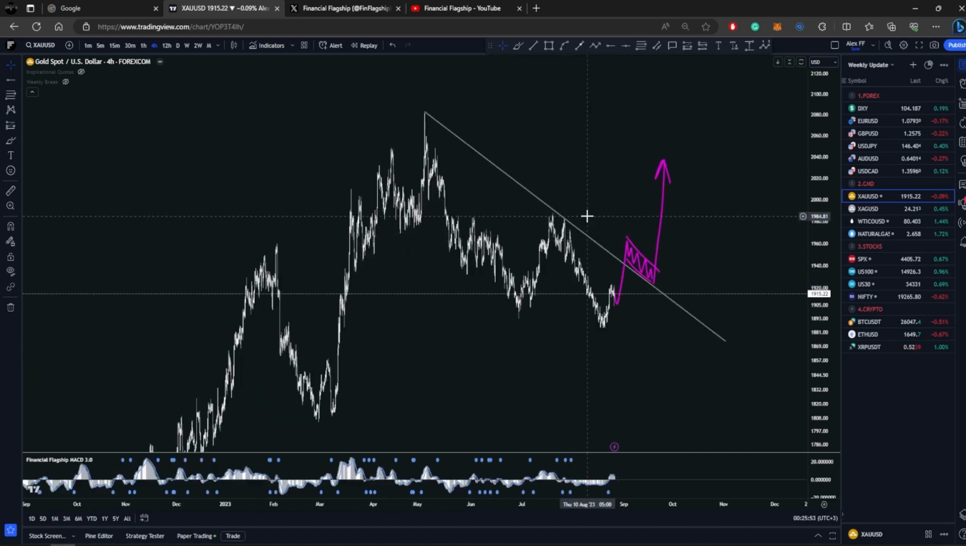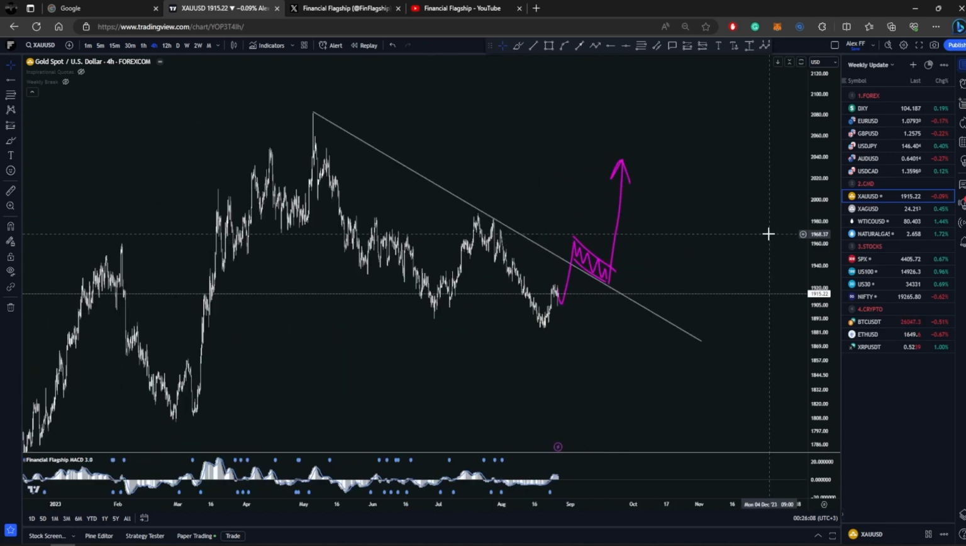Okay, so be wise and protect your capital, your account. Don't engage in any stupid trades just for the sake of trading, because if you do that, you don't stand a chance in this game. So let's move on to silver.